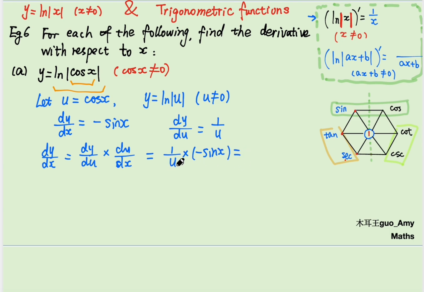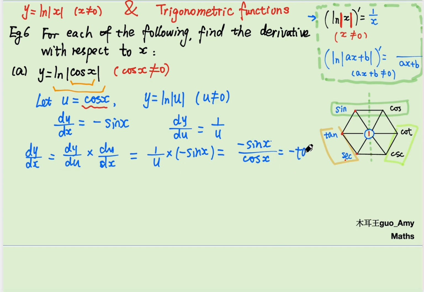Then u will be replaced by cosine x. Now we will have negative sine x on the top, and the denominator is cosine x. And this one, by using the ratio, we know it is equal to negative tangent x.